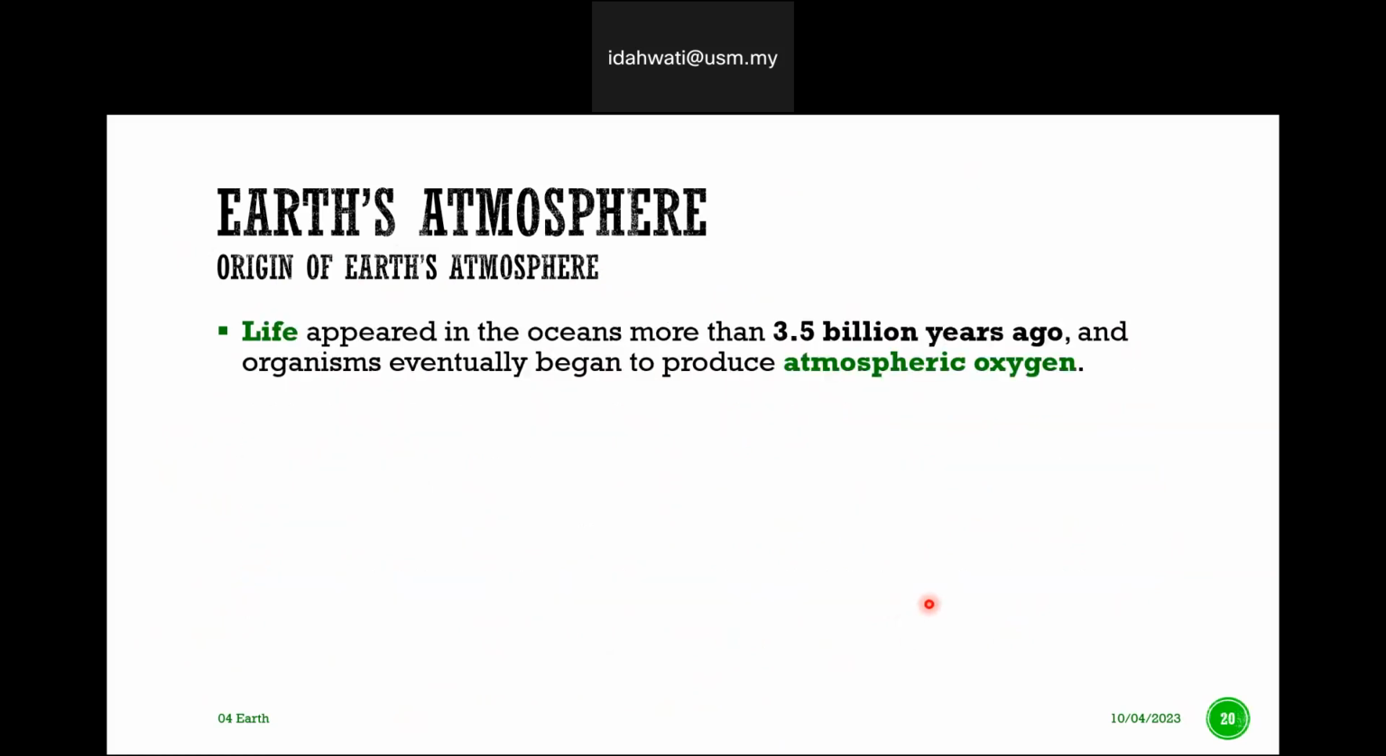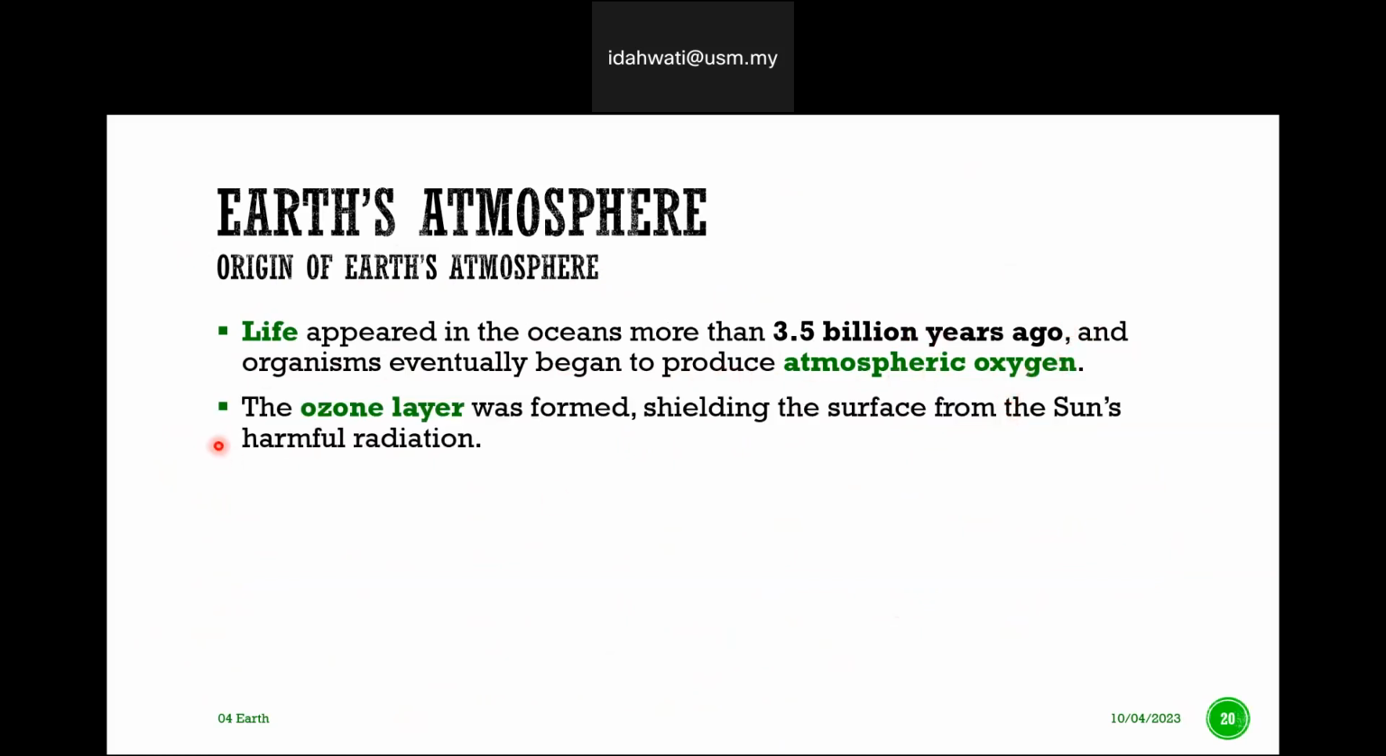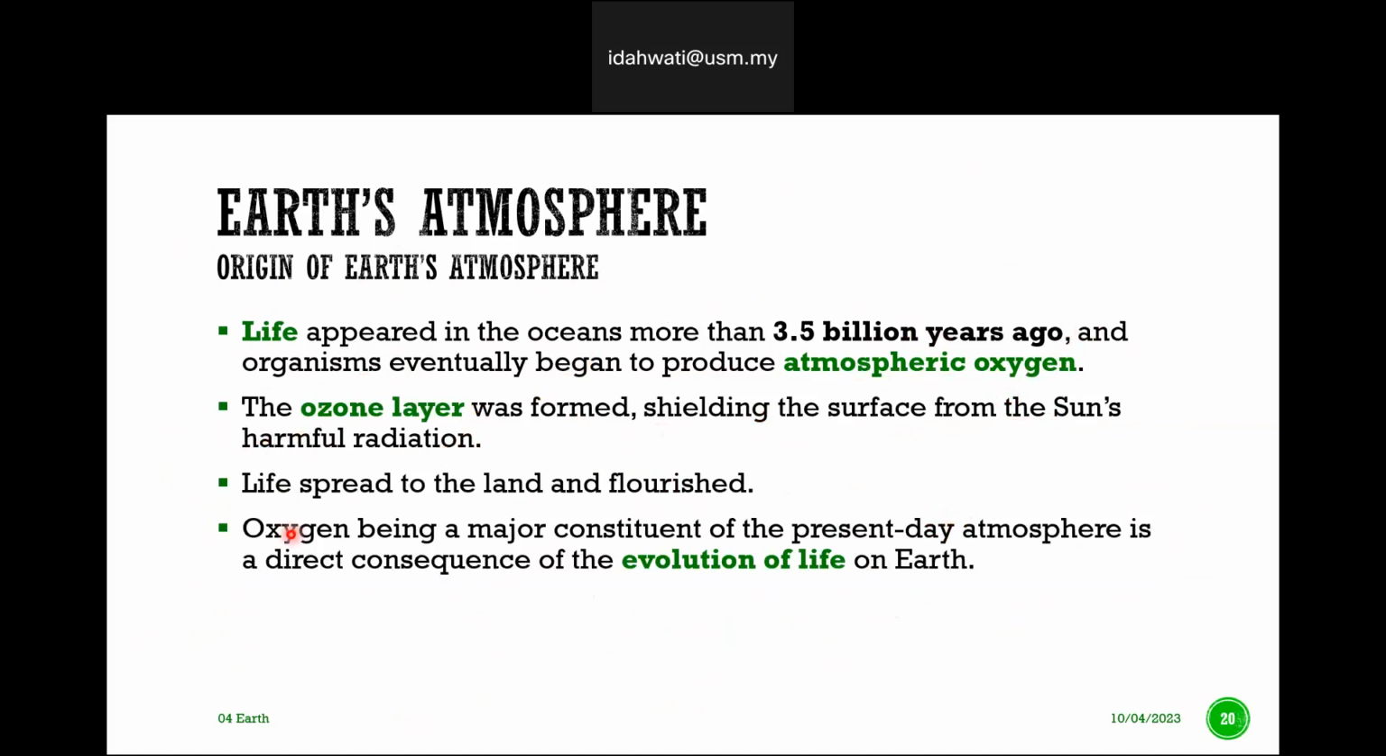Life appeared in the oceans more than 3.5 billion years ago, and organisms eventually began to produce atmospheric oxygen. So how about the ozone layer? The ozone layer was formed, shielding the surface from the sun's harmful radiation. Life spread to the land and flourished. Oxygen being a major constituent of the present-day atmosphere is a direct consequence of the evolution of life on Earth.